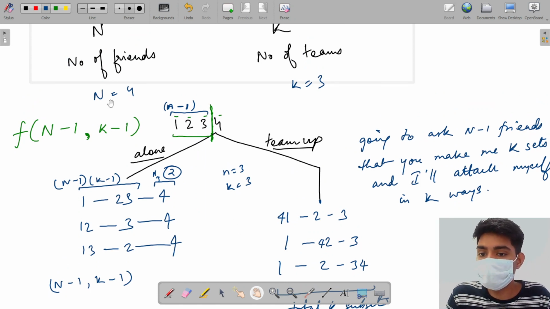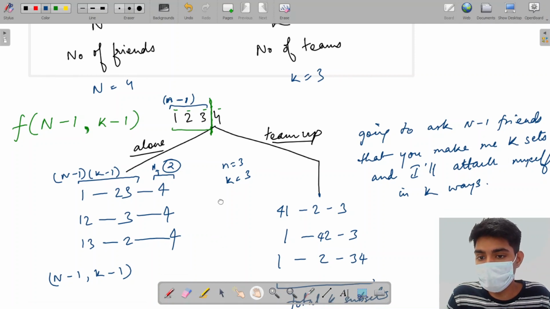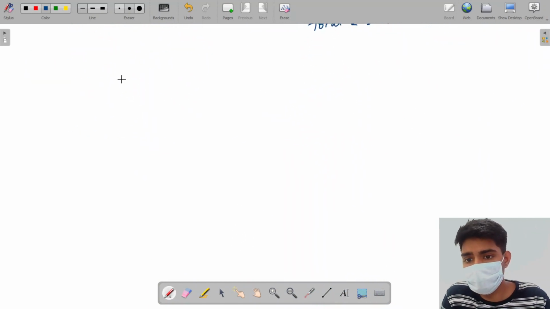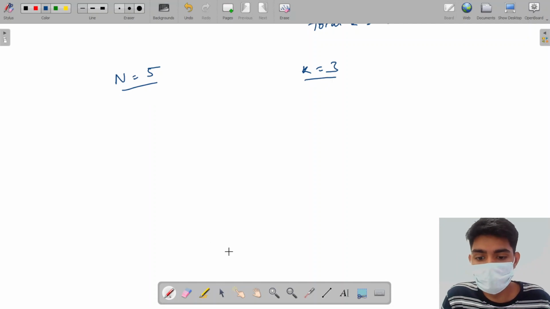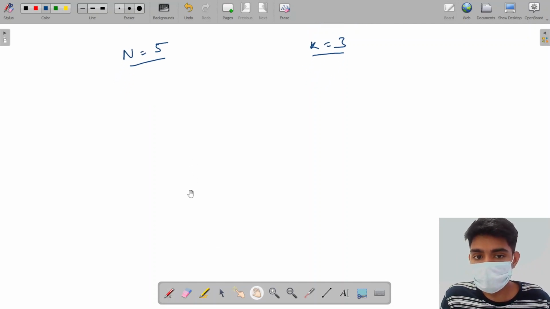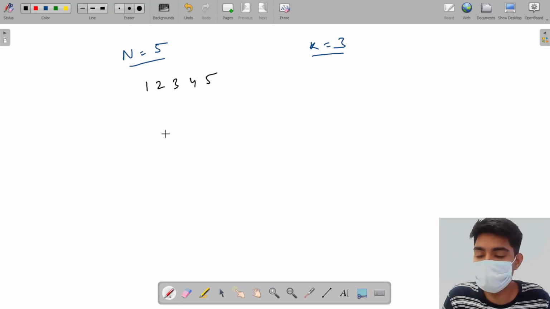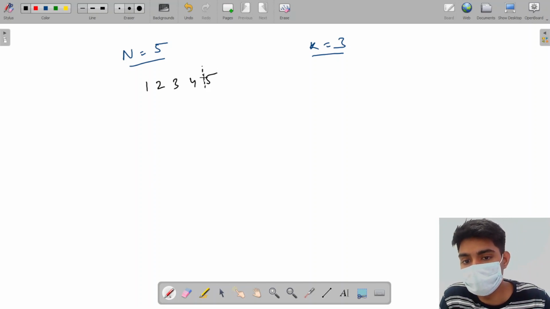We are going to do this for n equals 5 and k equals 3, then it will be more clear. Okay, let's take the example of n equals 5 and k equals 3. I have this example, right? Now I have, let's say, 1, 2, 3, 4 and 5 friends. I have these 5 friends.